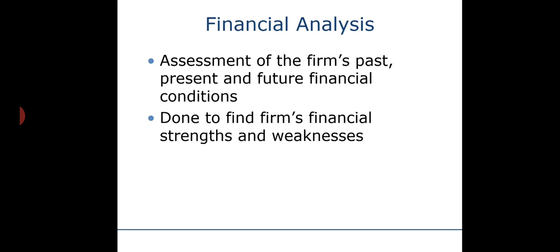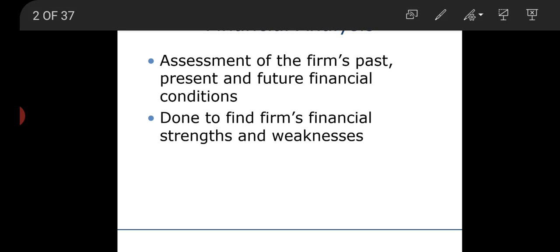Do you know about the SWOT analysis? SWOT means S for strengths, W for weaknesses, O for opportunities, and T for whatever threats you are facing in your particular financial activity. With the help of financial analysis you can easily find out what the strengths of that financial institute are and what its weaknesses are.